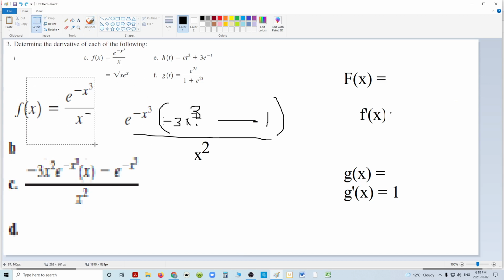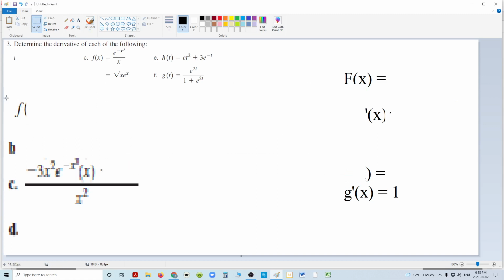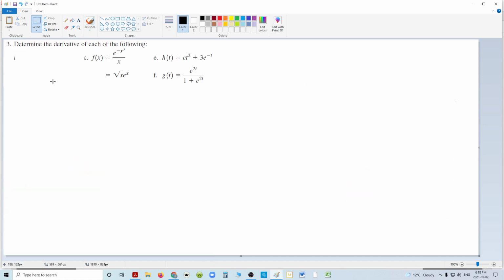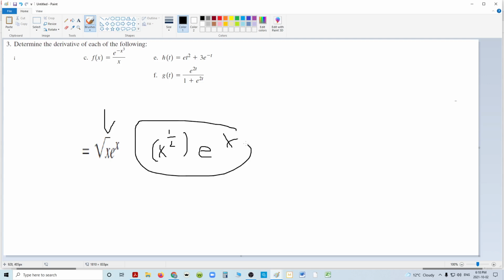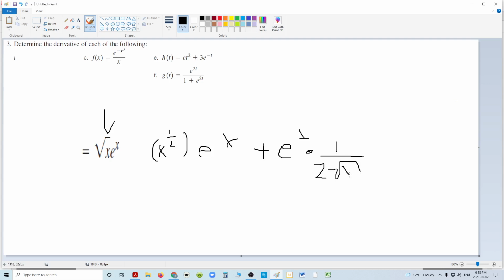I'll continue checking to make sure we're on the right course. But you can see how complicated it gets. Here, I just have a square root of x as a multiplier. However, that's the same as x to the half times e to the x, and I have to treat this as the product rule, which says I'm going to take this times the derivative of that, which is pretty much the same thing, and I'm going to add it to this times the derivative of that, which ends up being 1 over 2 times square root of x.